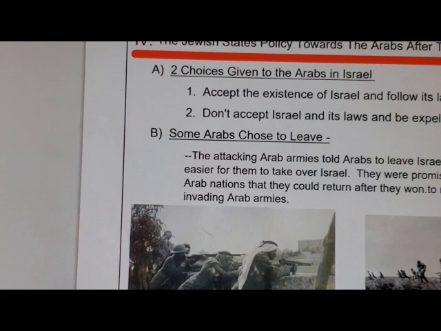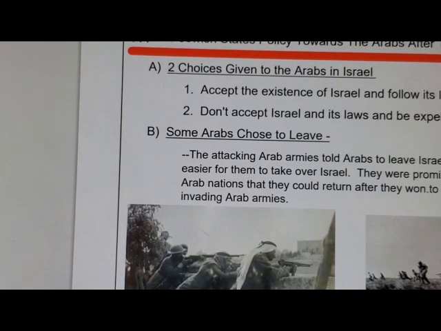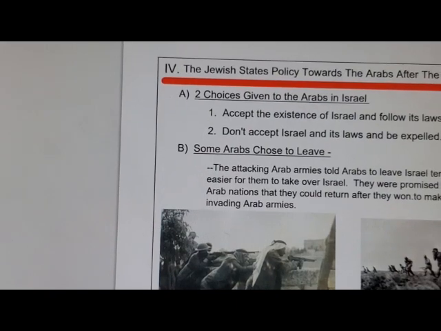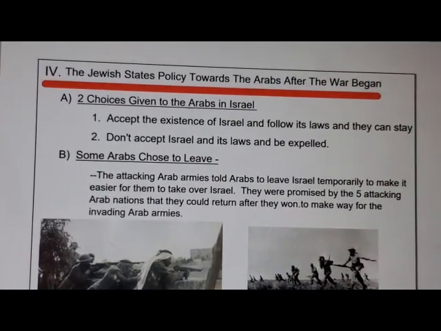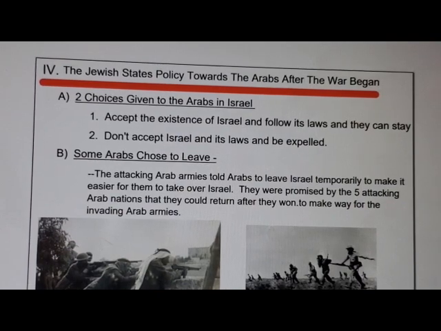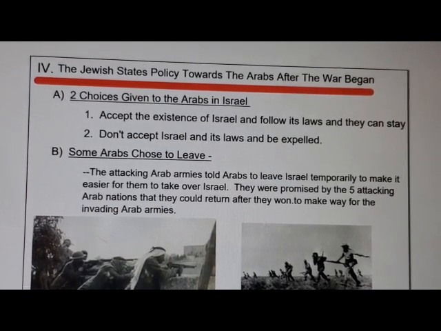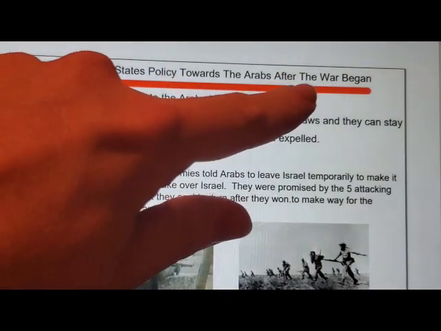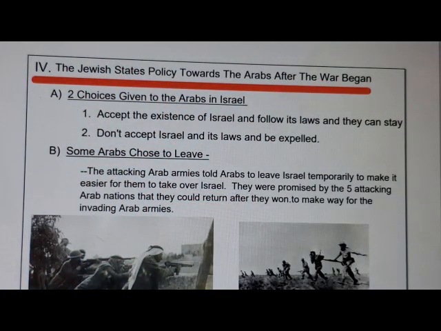All right. So once the war began, the Arabs attacked. I want to talk about how the Jews treated the Arabs who were still in Israel. So the Jewish state's policy towards the Arabs after the war began. Two choices given to the Arabs in Israel.